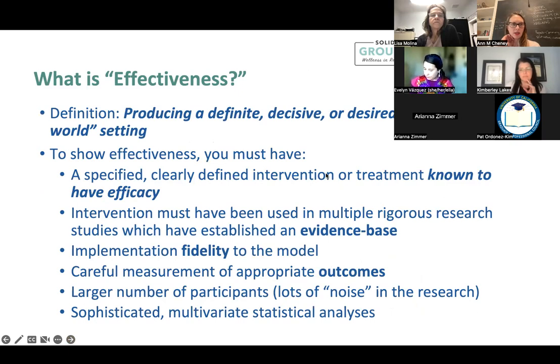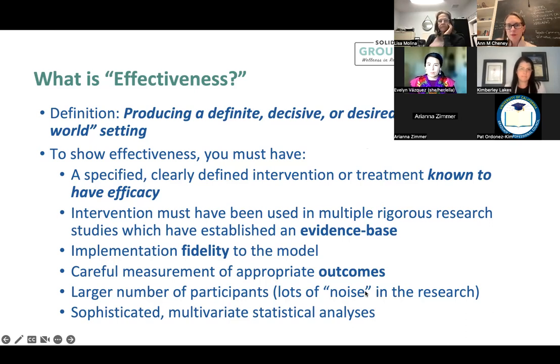So continuing with the idea of effectiveness. So thinking about producing a definite, decisive, or desired effect in a real world setting. To show effectiveness, you have to have a specified, clearly defined intervention or treatment known to have efficacy. So the idea is that there's been a study that has proven its efficacy, for instance. So a study design, like a randomized controlled trial, in which the treatment or the intervention was determined to be efficacious.